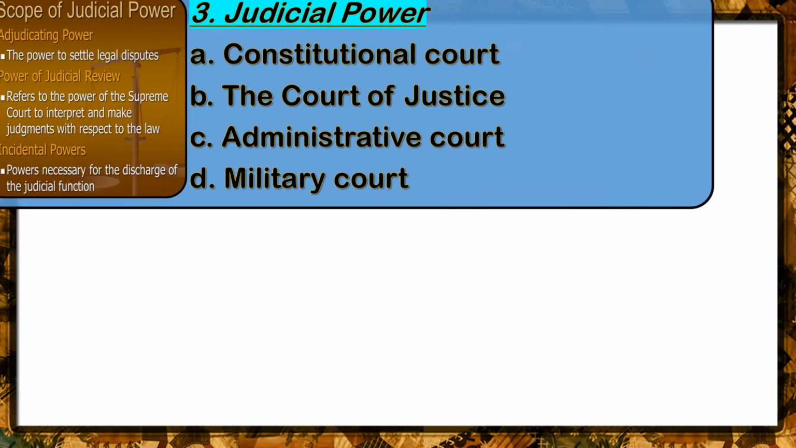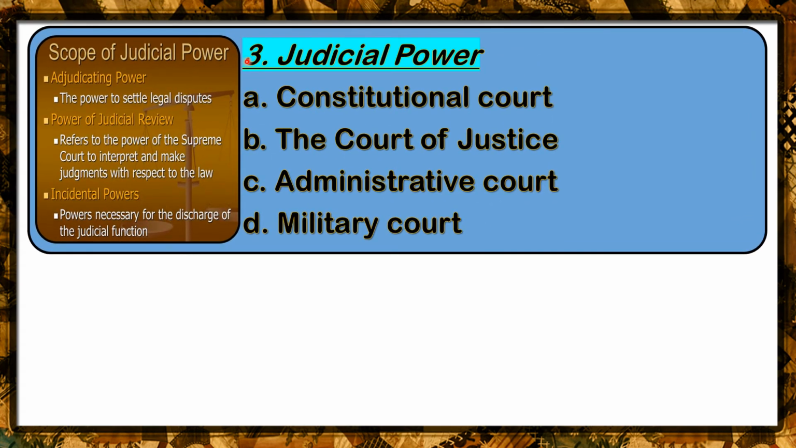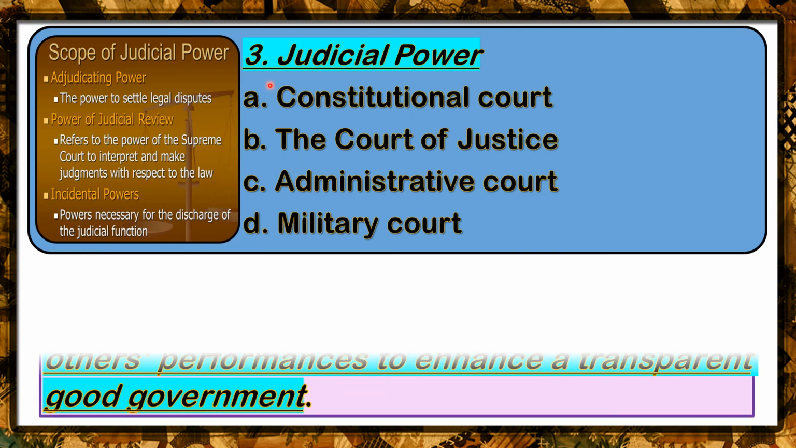Now, class, for the third application of sovereign power, we have judicial power. And under judicial power, we have the constitutional court, the court of justice, administrative court, and military court. All the people working under these four divisions are under judicial power.